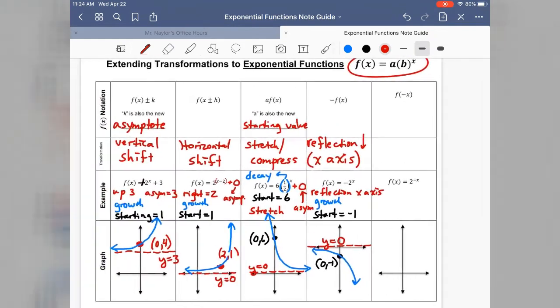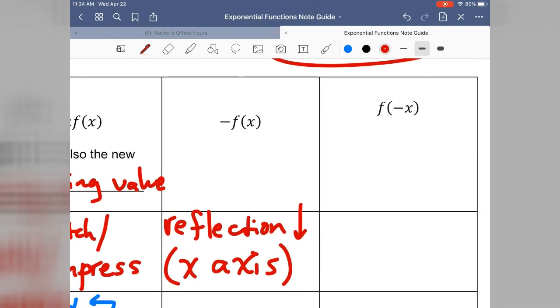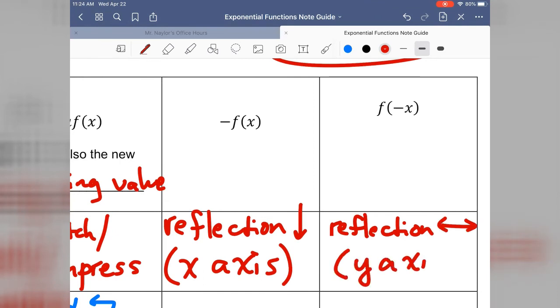Now we have one other kind of reflection. That is if we put the negative sign right on x. Now if we put the negative sign right on x, it's going to be a reflection sideways. It's going to be a reflection horizontally. We would say that it's a reflection over the y-axis.